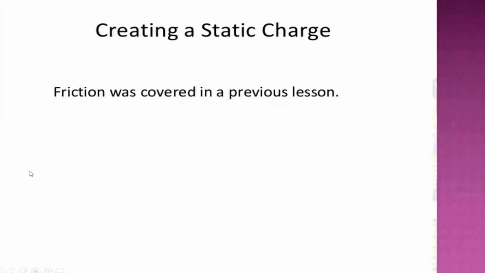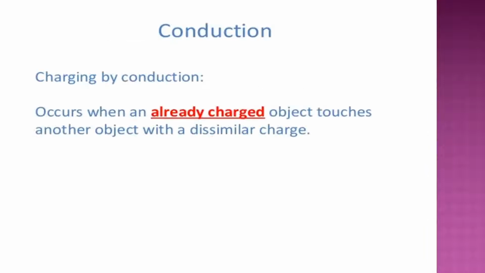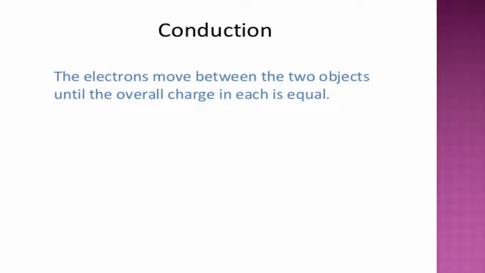Now friction was covered in the previous lesson. We have to see conduction. Charging by conduction occurs when an already charged object touches another object with a dissimilar charge, and the electrons move between the two objects until the overall charge in each is equal.